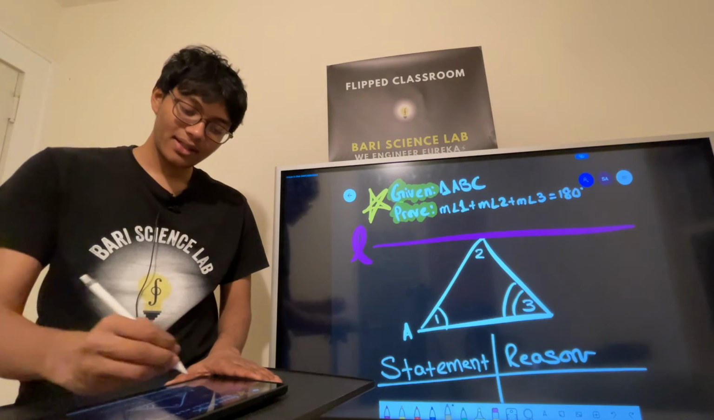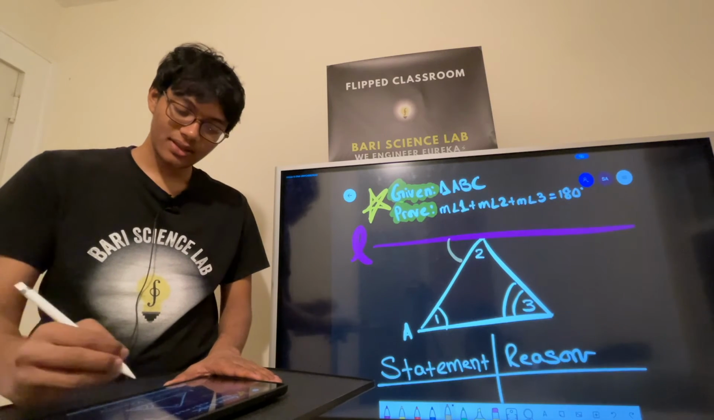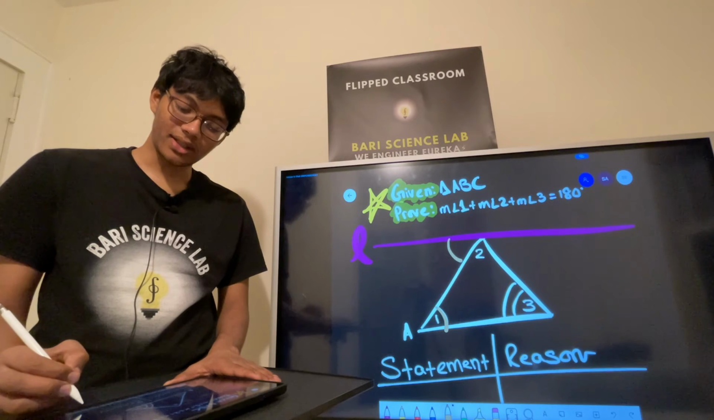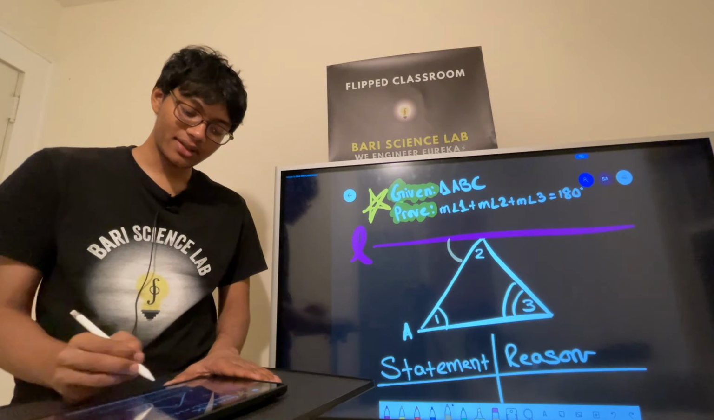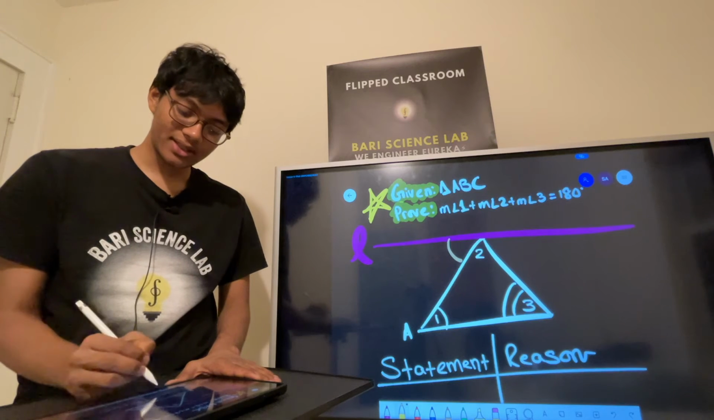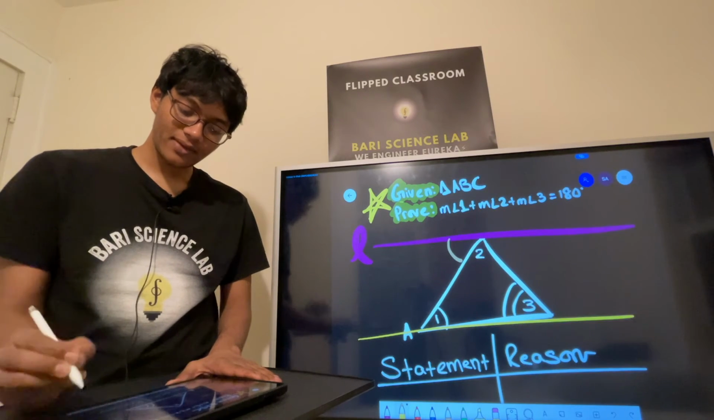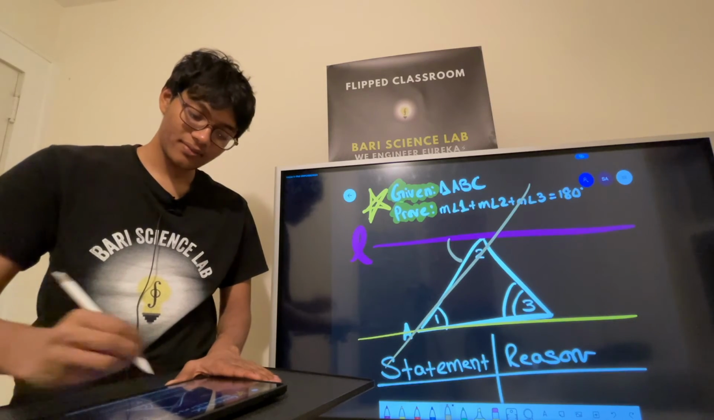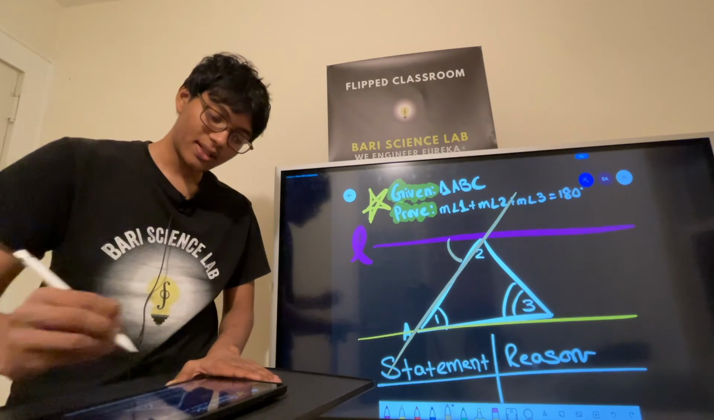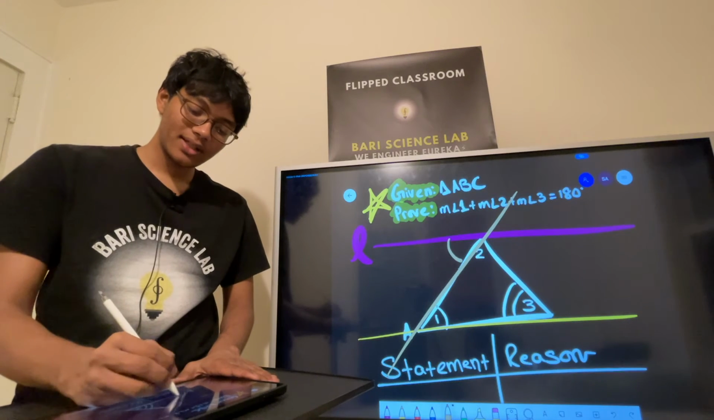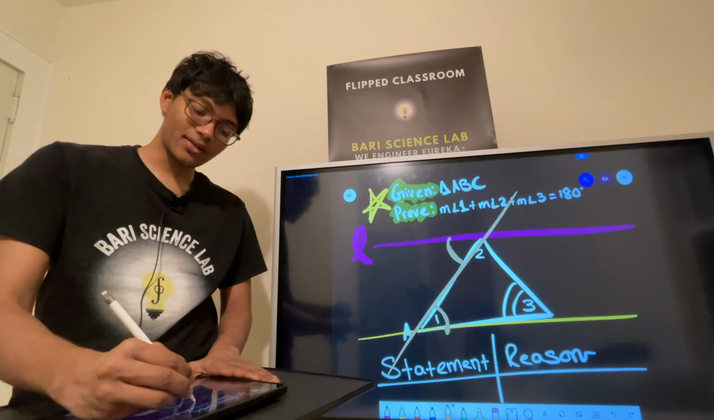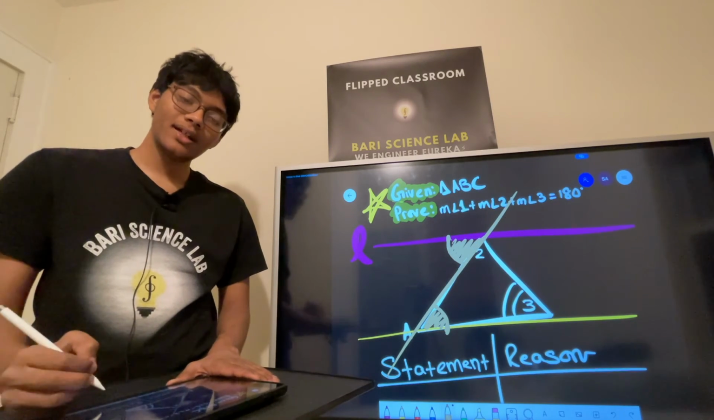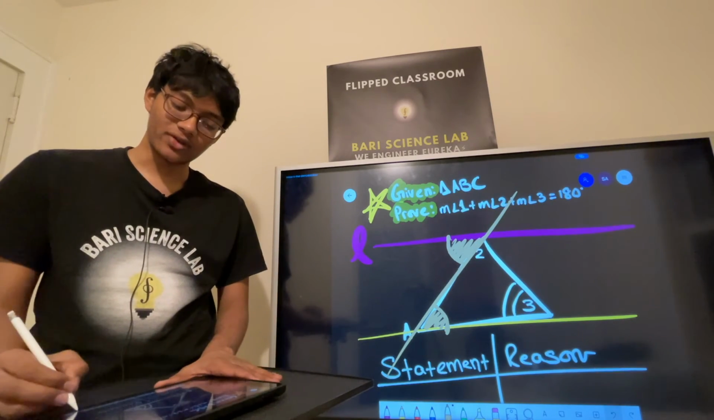We know that this angle and this angle are alternate interior angles, right? Why are they alternate interior? Well, check it out. If I extend this side and I extend this transversal, these two angles, angle 1 and this angle, are alternate interior, right? They're both on the inside of the parallel lines, but they're also on alternate sides of the transversal.